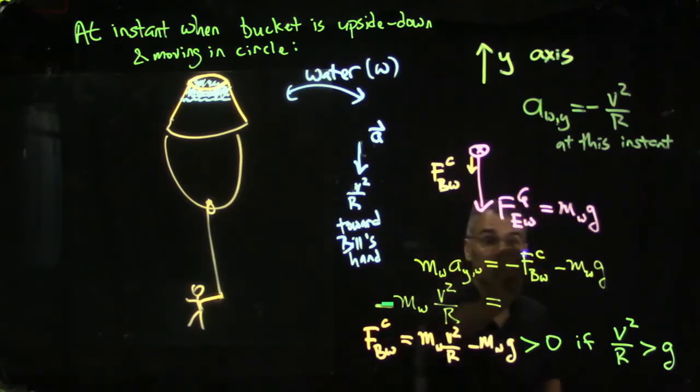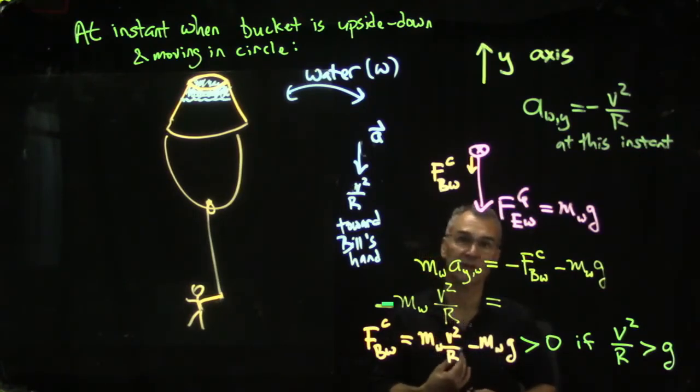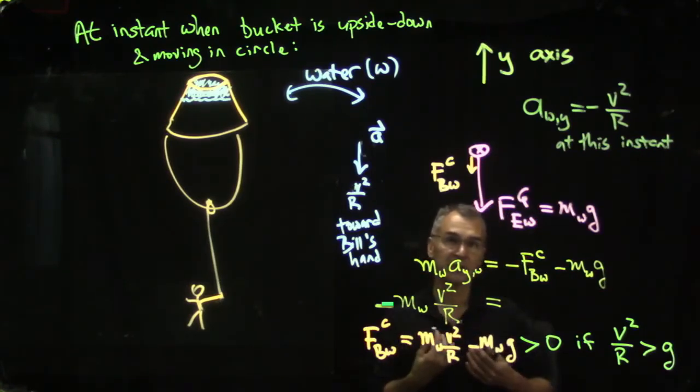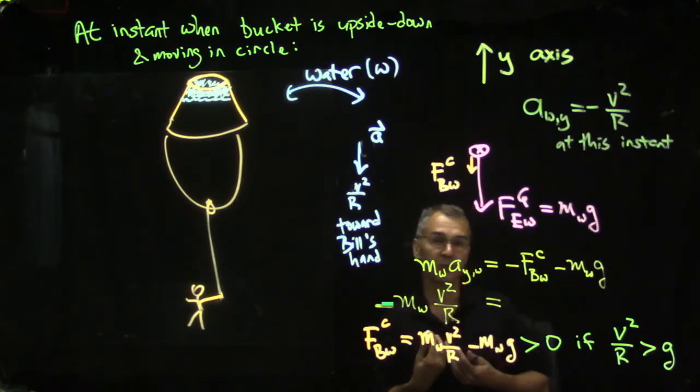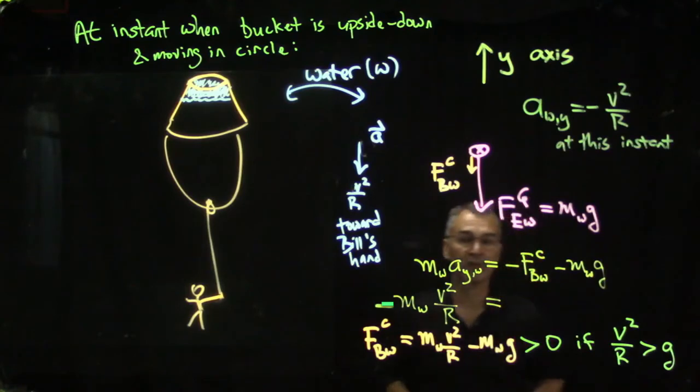So then if you move the contact force by the bucket on the water over to the left, and then move this term over to the right, those two terms change sign. So you have F contact by the bucket on the water is mass of the water, v squared over r, minus mass of the water, g. So you want this to be bigger than 0. Bigger than 0 means the bucket is pushing on the water. Smaller than 0 would mean that the bucket has to pull on the water, which it doesn't know how to do. So this is bigger than 0 if v squared over r is bigger than g.